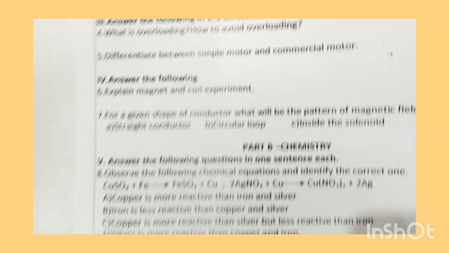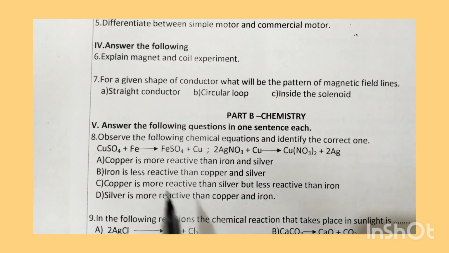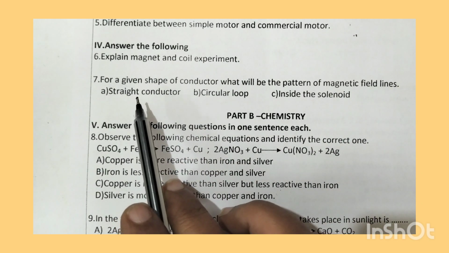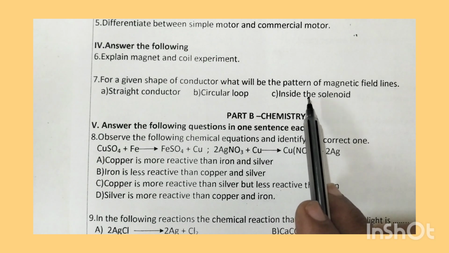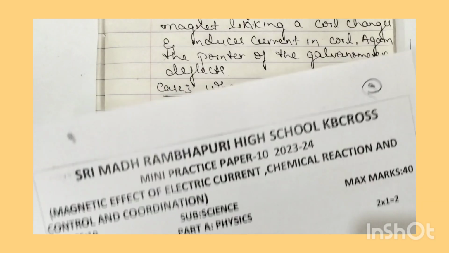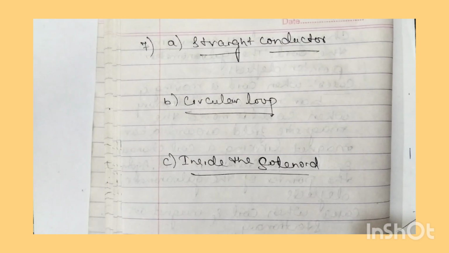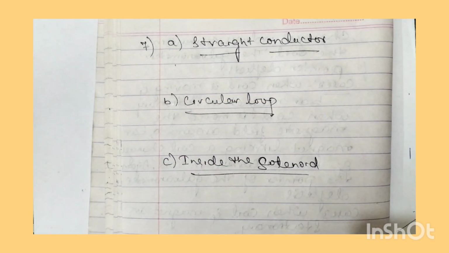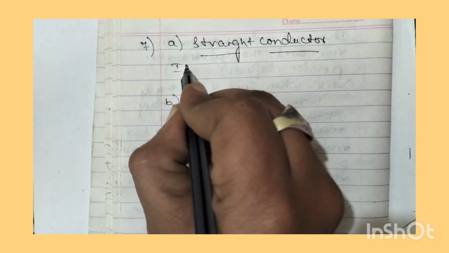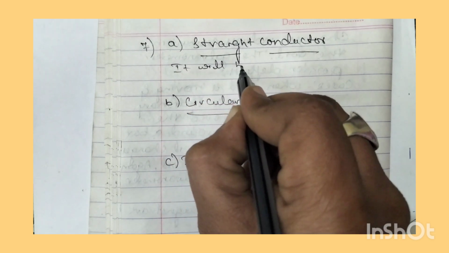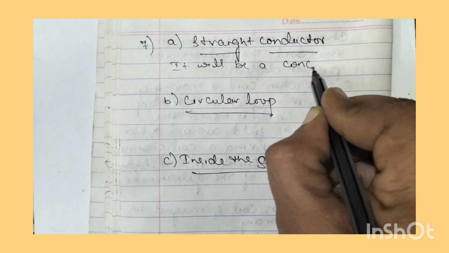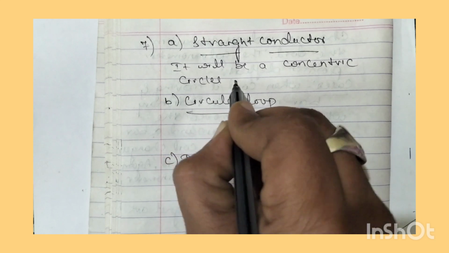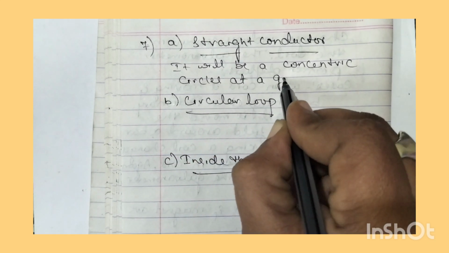So now let us move to the next, 7th question. For a given shape of conductor, what will be the pattern of the magnetic field lines? Around a straight conductor, around a circular loop, inside the solenoid. Let us answer one by one now. In a straight conductor, what will be the pattern of the magnetic field? It will be concentric circles at a given point.